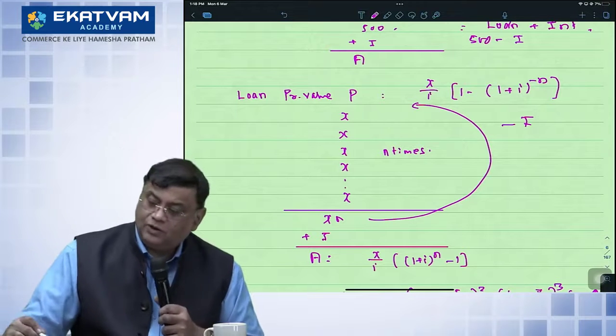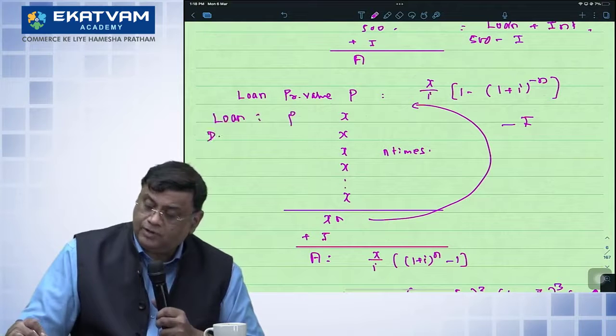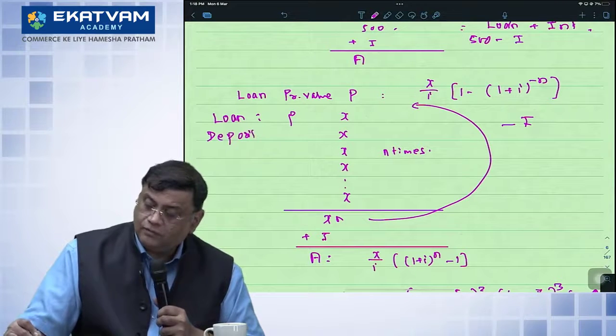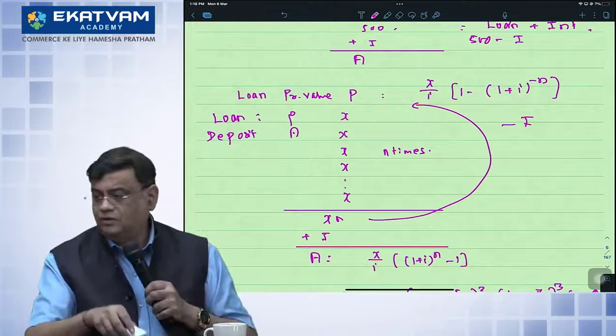वेरी सिंपल. लोन के प्रॉब्लम में क्या निकालना है? P. और डिपॉजिट के प्रॉब्लम में क्या निकालना है? A. Why? Because you want the future value with interest. कहो ना, समझ गया.